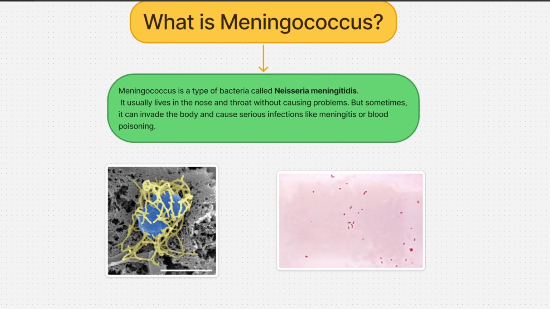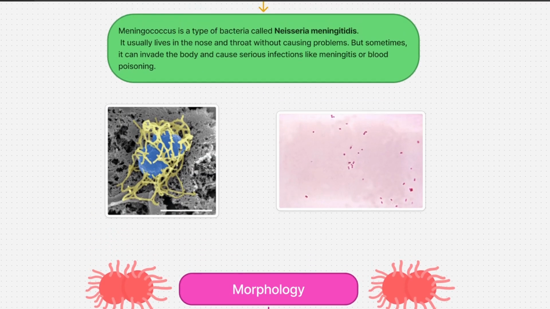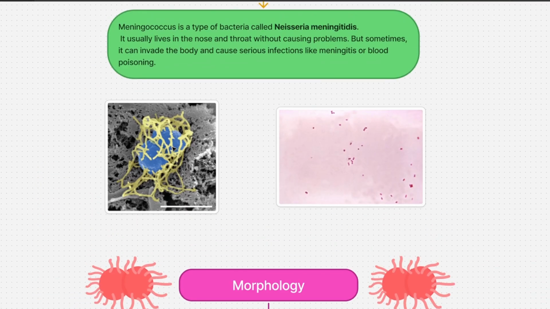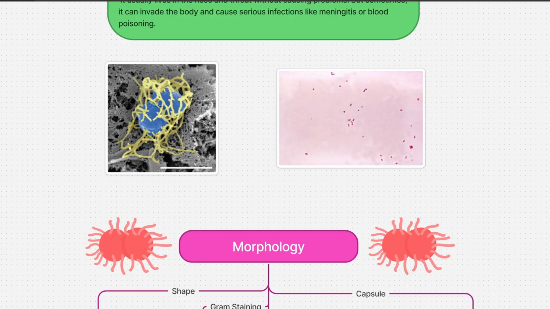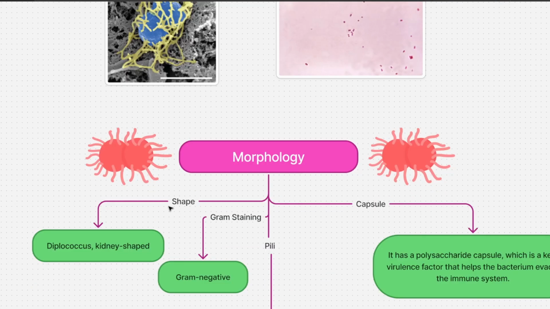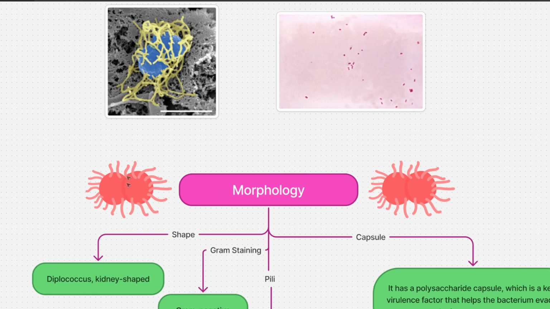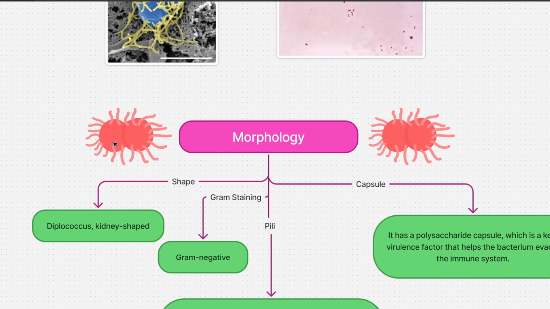Now, this is what Neisseria meningitidis looks like. So if you're familiar with microbiology terminology, which we'll literally get into now, this is called a diplococcus or diplococci. So let's talk about the morphology. So the shape, it's a diplococcus, which means basically like a two-sphere. Coccus means spherical and diplo means two. So you can see that it's like two spheres fused together. So that's diplococcus. And kidney shaped.